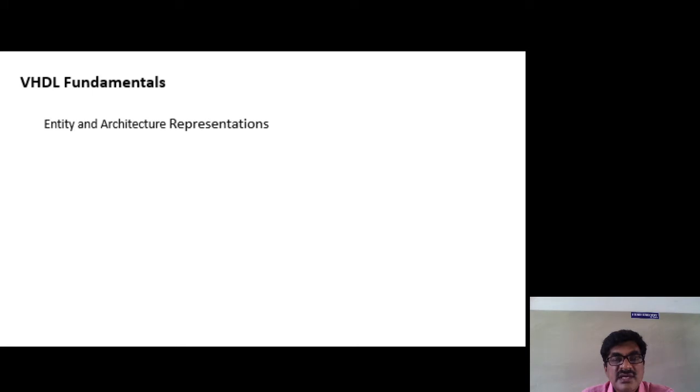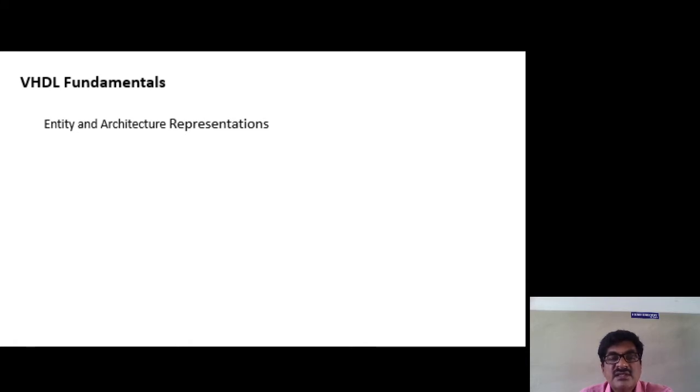Actually, this language has 5 constructs in order to develop a program: entity declaration, architecture body, configuration declaration, package declaration and package body. But out of those, now I am going to introduce 2. These two are the minimum in any HDL program using VHDL. That is entity declaration and architecture body.